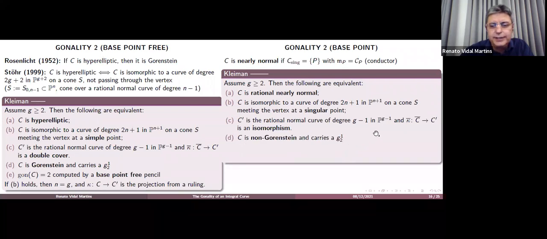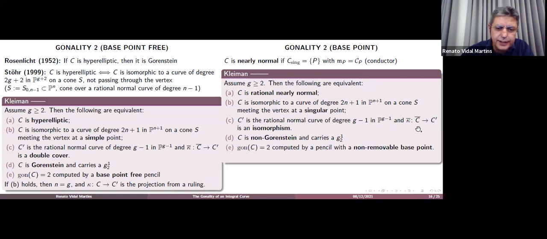C is non-Gorenstein and carries a g^1_2, so Gorenstein, non-Gorenstein. And the gonality of C is 2, computed by a pencil with a non-removable base point. Here we also have an additional statement. If B holds, then n equals g.